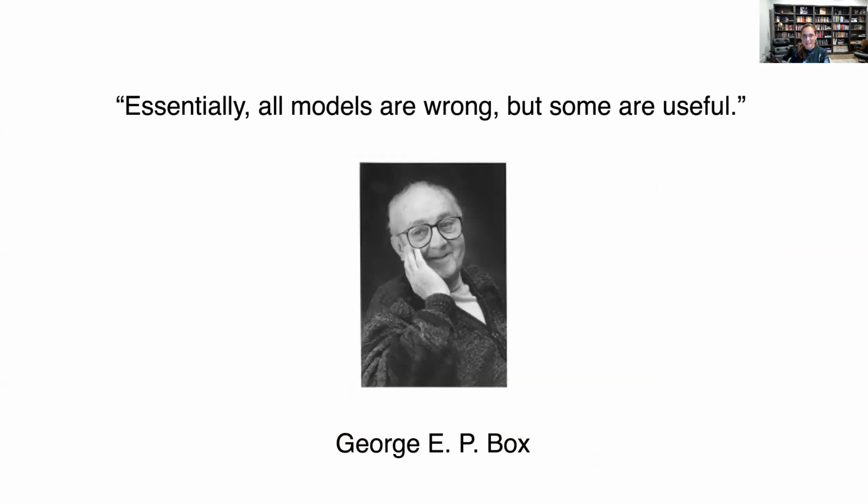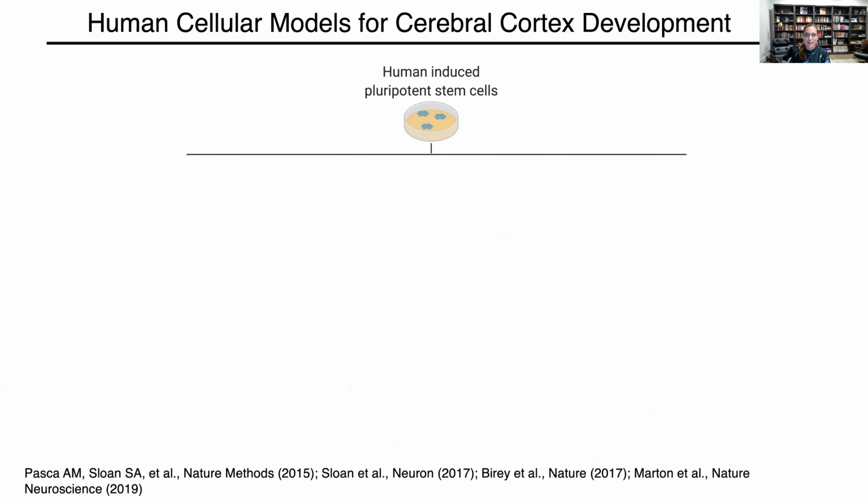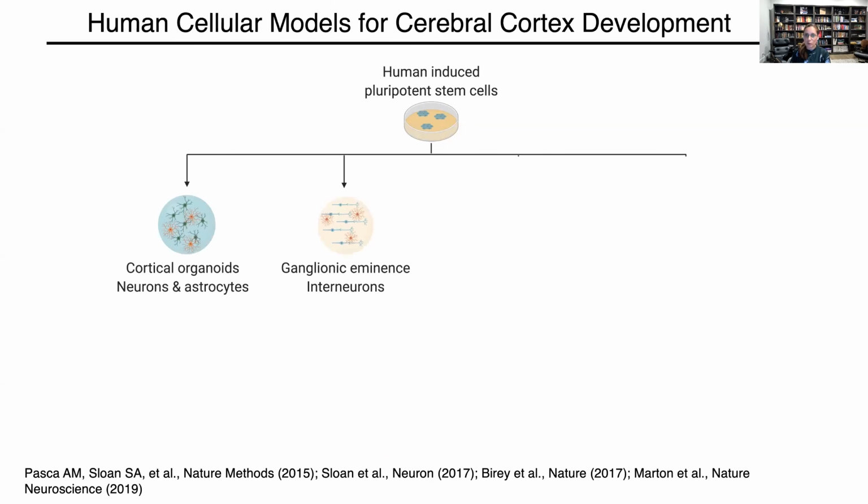So keeping in mind that essentially all models are wrong, but some are useful, we started using fibroblasts, and from fibroblasts, we reprogrammed those into human-induced pluripotent stem cells. And now we are able to grow region-specific cell types from various regions of the brain. And today I'm going to focus on the cortical organoids, which contain primarily excitatory neurons and astrocytes, and then on the ganglionic eminence-like organoids, which develop and form the interneurons, which migrate into the excitatory cortex.